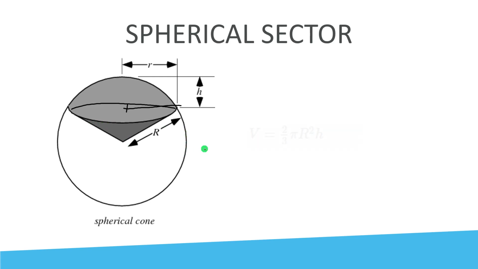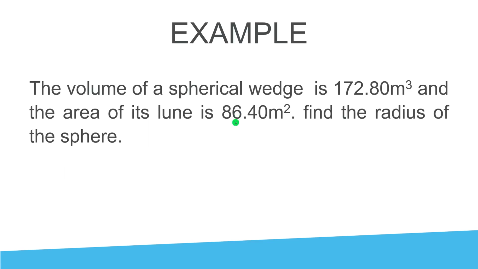If we want to manually compute the volume of that, just determine the volume of the cone and the volume of the spherical segment. But if we want to directly compute the volume of a spherical sector given the height h and the radius of the sphere r, we use this formula: V equals 2/3 pi r squared h. Okay, so let's answer this problem.